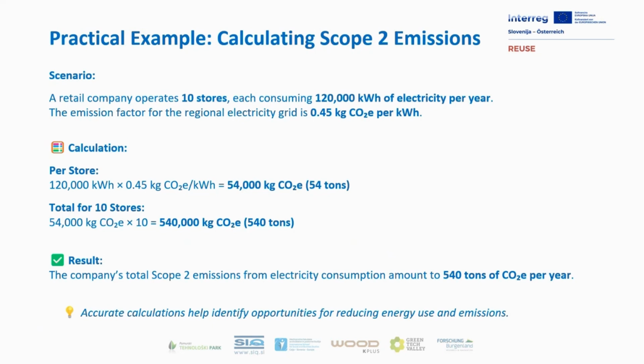Okay, so let's look at a simple example to better understand how Scope 2 emissions are calculated in practice. Imagine a retail company that operates a chain of 10 stores. Each store consumes an average of 120,000 kilowatt hours of electricity per year. The emission factor for electricity in their region is 0.45 kilograms of CO2e per kilowatt hour. So to calculate the emissions for one store, we multiply the electricity used by the emission factor.